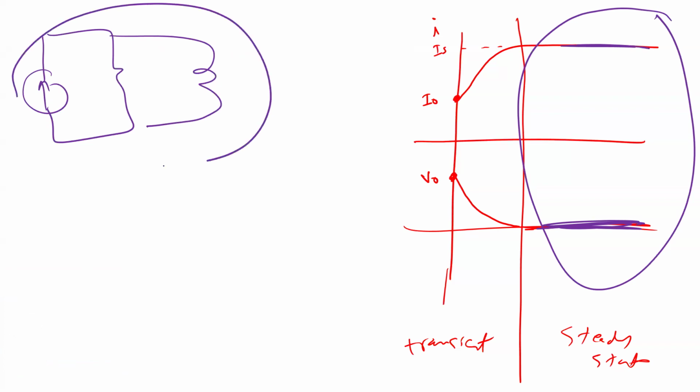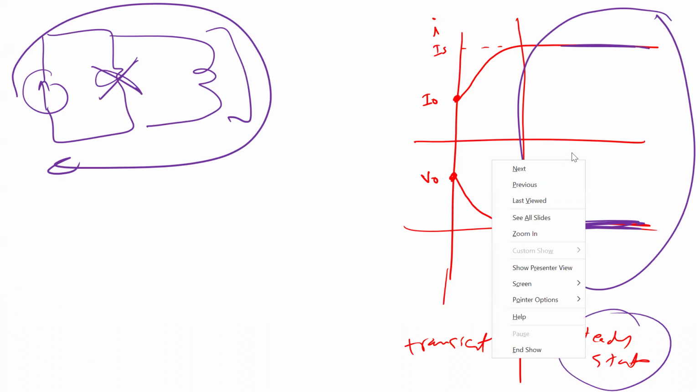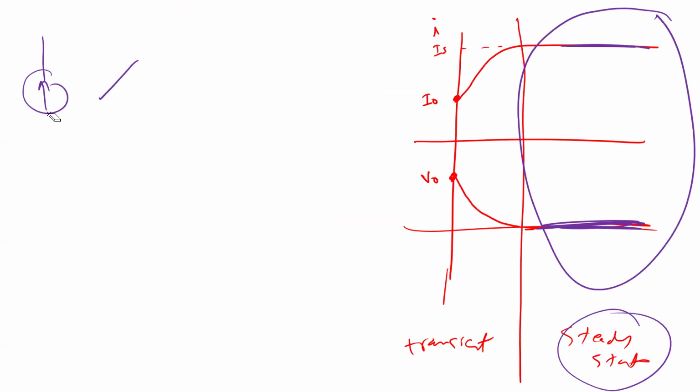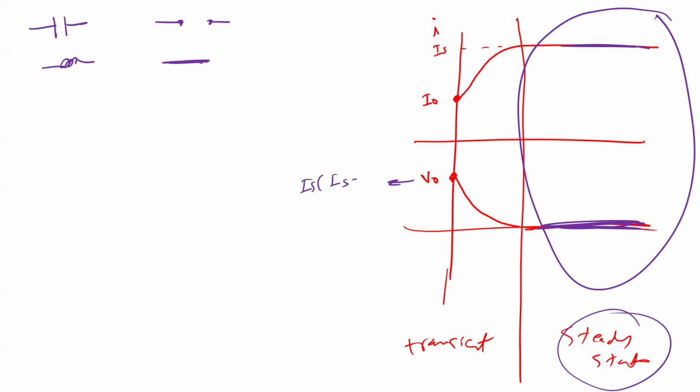Okay, so if everything goes this way, that means this one became a short circuit. That's why it cancels this one, and this is exactly what happens in the case of steady state. Again, if you have a capacitor in a steady state, it's an open circuit. If you have a coil, an inductor, in a steady state, it is a short circuit. Here you know V naught equals IS minus I naught times R.